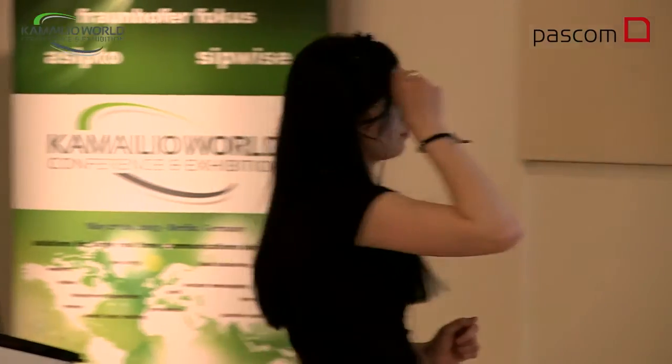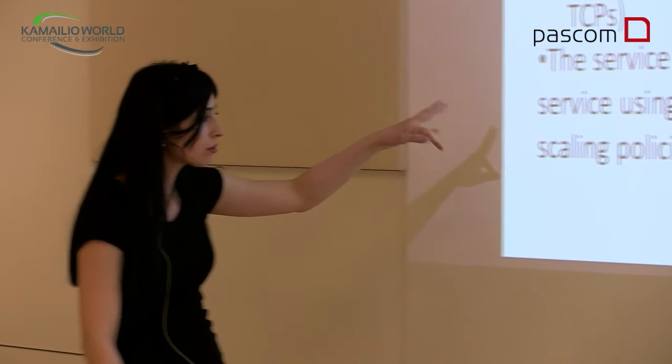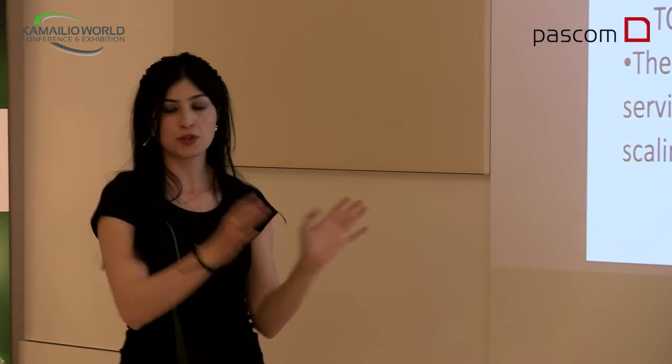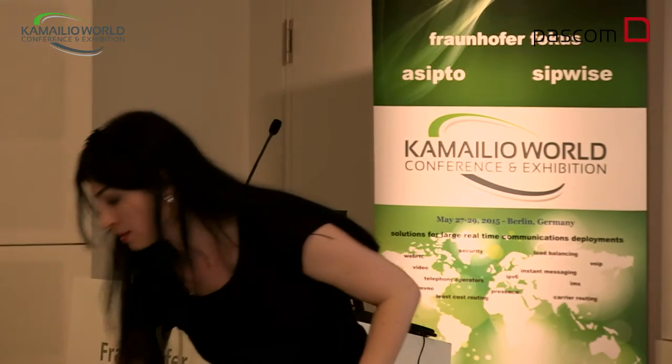Currently, we are using the Rackspace monitoring service. We have a monitoring agent that must be installed on the machine to report the metrics. The user can create their own checks, predefined or custom. We have, in the case of Frafos, the current calls, the number of calls, and the registrations, and TCP connections. And of course, the monitoring service is integrated with auto-scaling through webhooks.